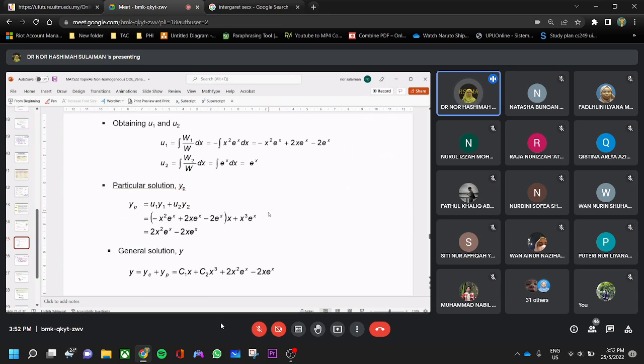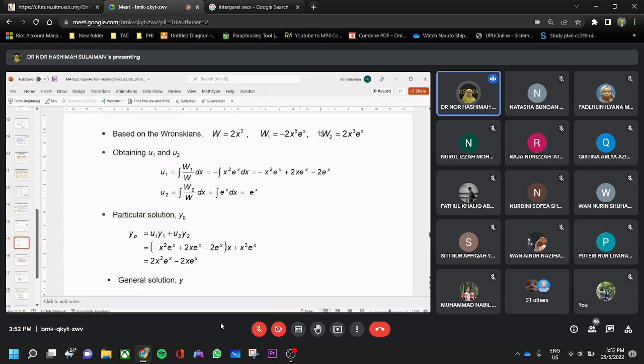Okay, so dah dapat Wronskian ni, based on the Wronskian that you have already obtained previously, you carilah U1. U1 sama dengan integration of U1 prime, and U1 prime happens to be W1 over W. Dia boleh masuk terus dalam ni pun tak apa. Kita kurangkan step. Tadi saya buat satu-satu sebab you all kononnya first time lah kan. Ini dah second time, dah boleh skip step. Okay, so dapat benda ni, you integrate accordingly. Ini kena guna integration by parts. Okay, you dapat benda ni.